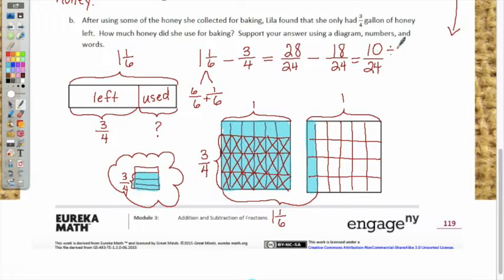The reason I know I can divide by 2 and be done is because 10 divided by 2 is 5. And I can't divide that by 2, can I? What's 24 divided by 2? 12. So your answer here, she's only used 5/12 of the honey. Okay? Let's look at the next page.